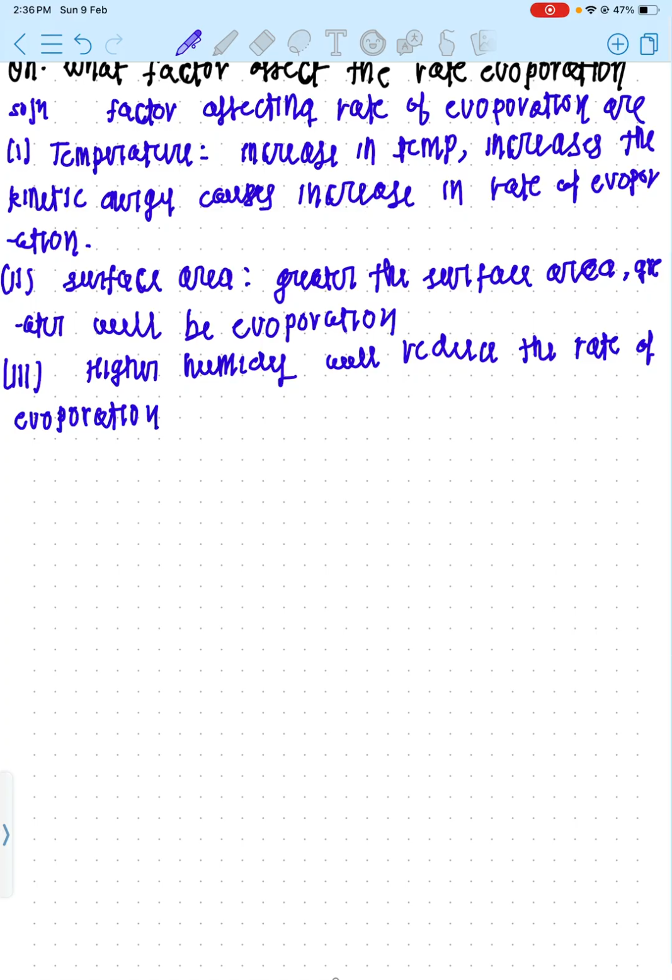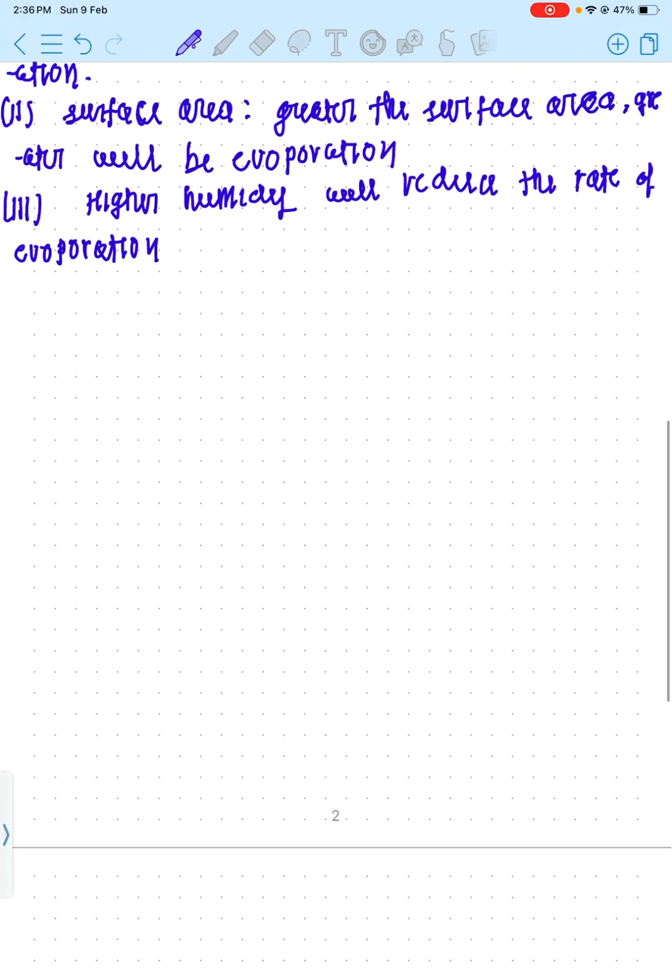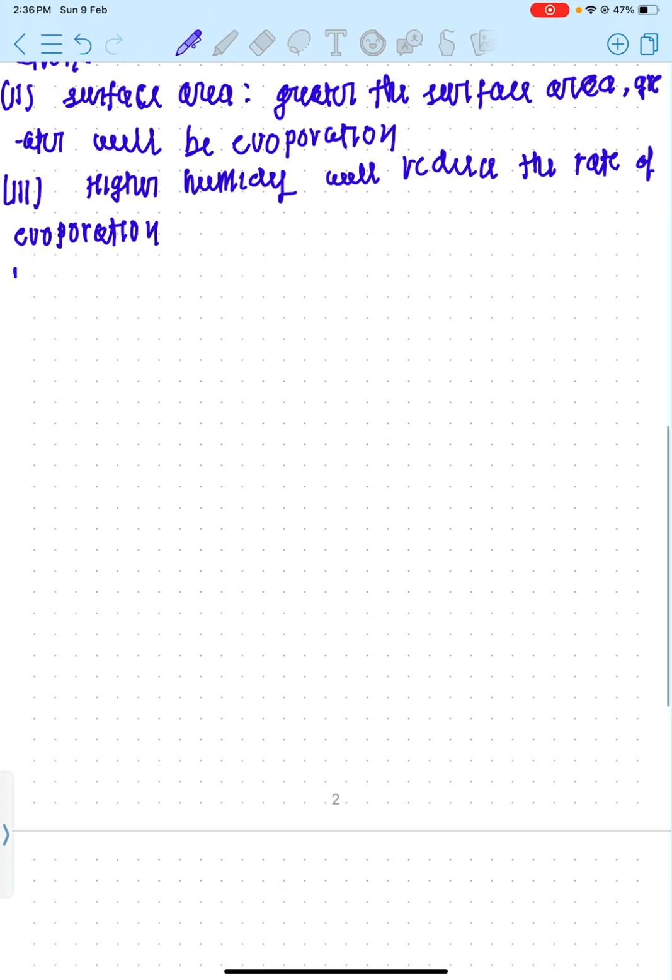The fourth point is wind. When the wind is faster, the water evaporates faster. So evaporation will be faster when the wind is more. The faster the wind, the faster will be the evaporation.